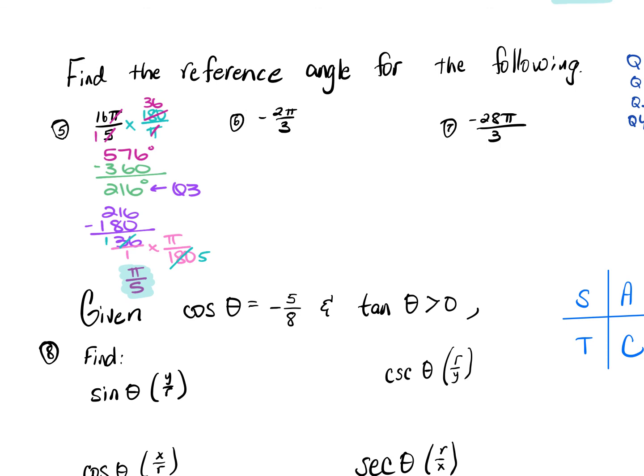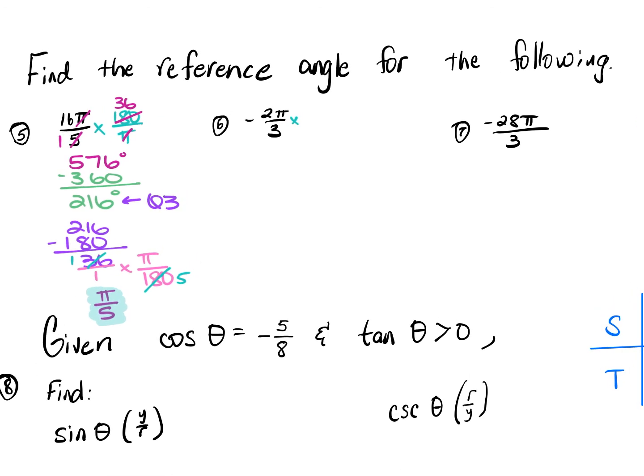For number 6, we have negative 2 pi over 3. So we're going to turn this into degrees. We're going to multiply it by 180 over pi. Your pi cancels. 3 becomes 1. 180 becomes 60. So negative 2 times 60 is negative 120 degrees. Yes, this is negative. However, if you add 360 to this, you are going to get 240. You can then work with that and subtract 180 from it because that one is in your third quadrant as well.